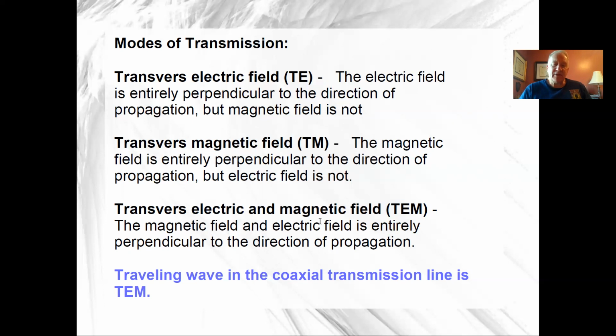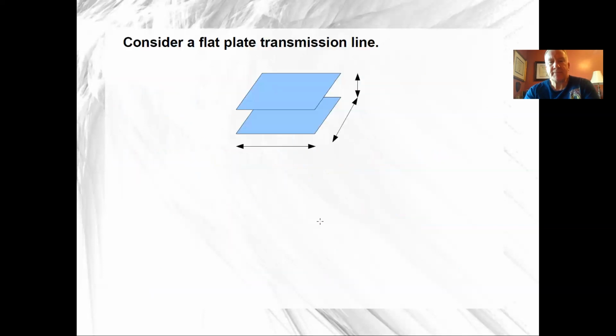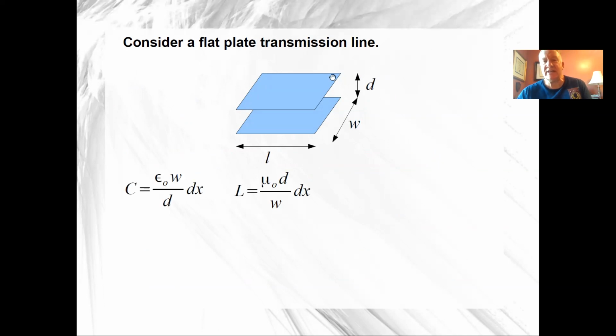So traveling waves in a coaxial transmission cable are TEM waves, right? Transverse electric and magnetic field waves. This is not true for conduits for microwaves, for instance. So let's consider a transmission line that we would use for microwaves. Okay, so we have our 2 flat plates, and they have the dimensions d, that's the thickness between the plates, and a width and a length.